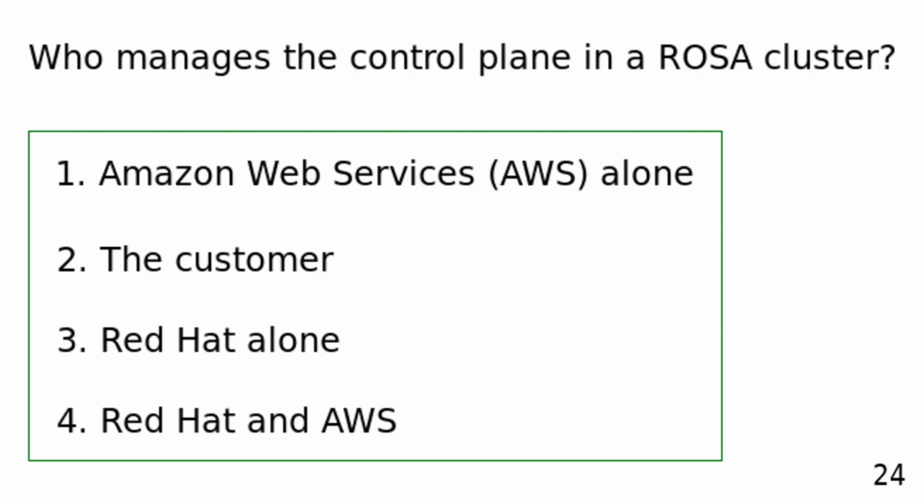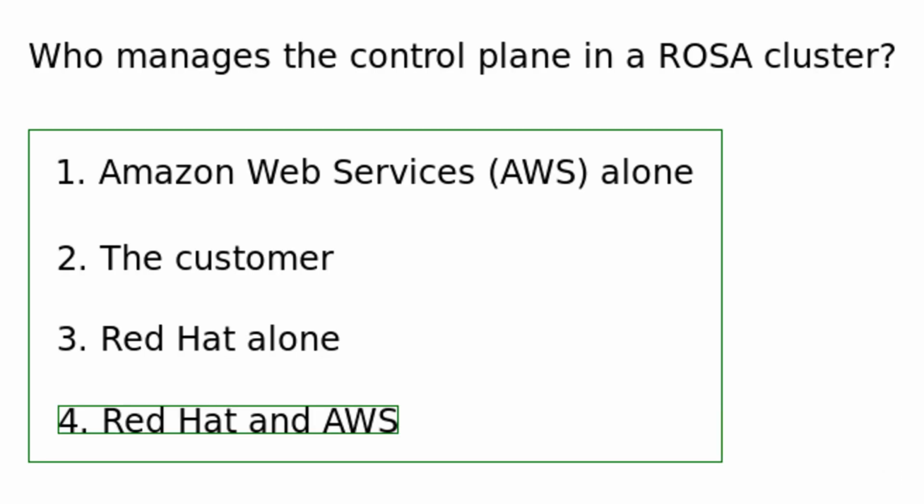Who manages the control plane in a ROSA cluster? Amazon Web Services alone. The customer. Red Hat alone. Red Hat and AWS. In a ROSA cluster, Red Hat and AWS jointly manage the control plane, ensuring high availability, security, and updates.